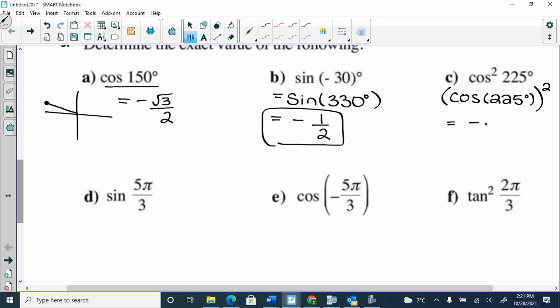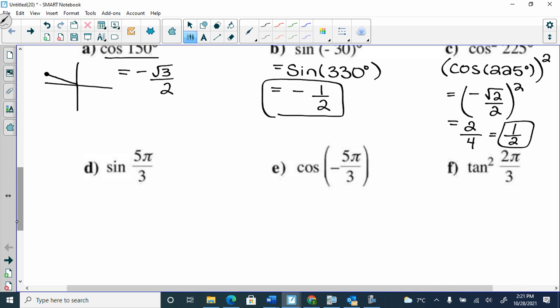Negative root 2/2. And then I have to square that. Square a negative becomes a positive. Square a square root, it drops it off. Square a 2 and it becomes a 4. Reduce that, it's a 1/2.